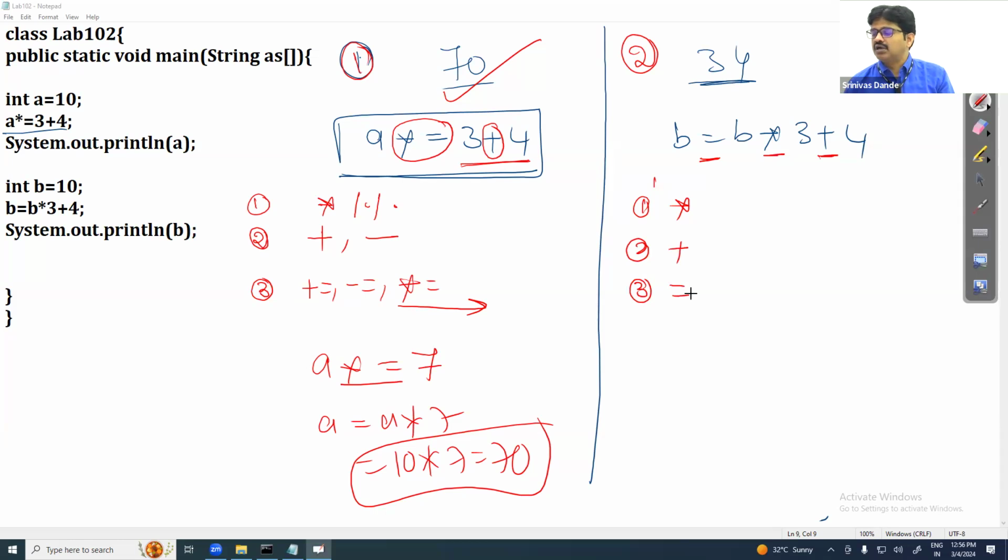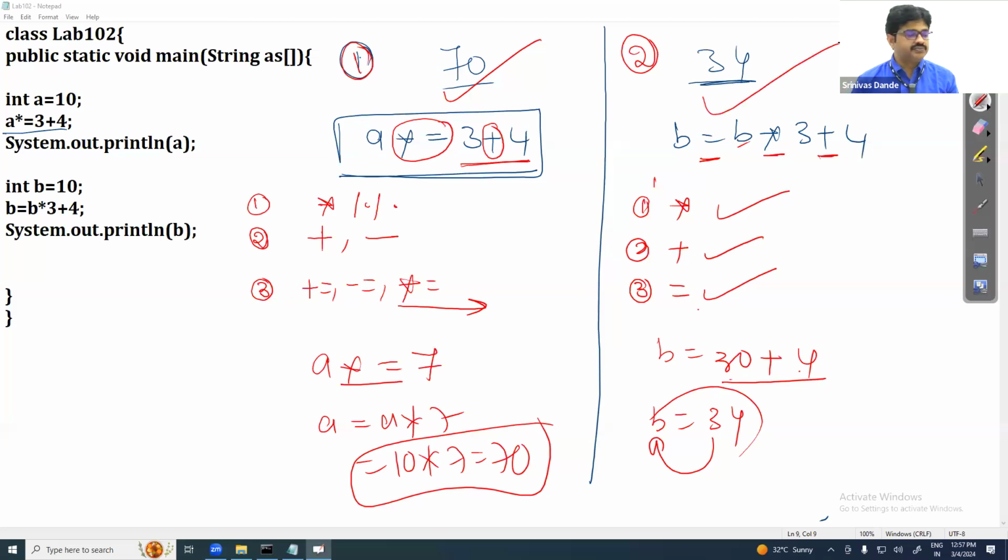Do the first star. First star means B into B equals 10 into 3, 30, plus 4. So the second this is done. Second, plus should happen. B equals 30 plus 4, 34. Next is assignment. Next 34 is assigned to B. Done. B is 34. So clear?